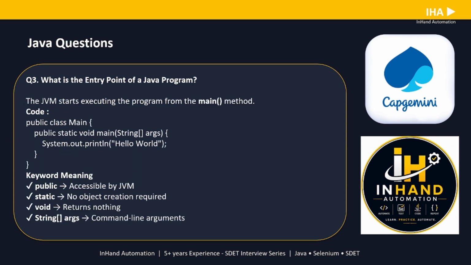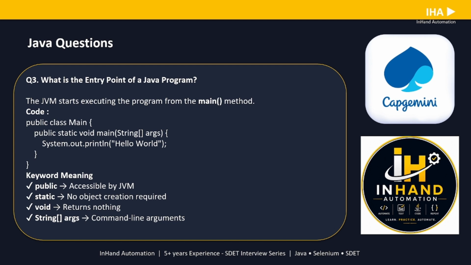The next question was, what is the entry point in a Java program? The interviewer asked this very basic question from Java, and he also wants to understand the basic concept. So the JVM starts the execution from the main method. Just explain the main method, like how you create it and what keywords you use while creating it: what is public, what is static, what is void, what is main. All these keywords you have to explain.